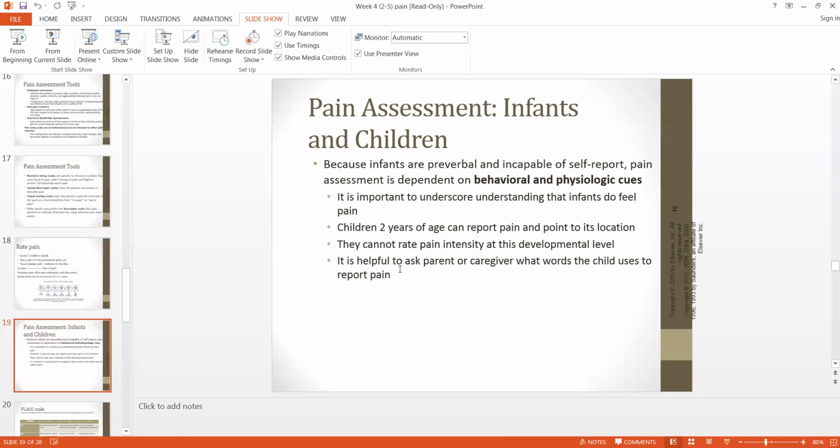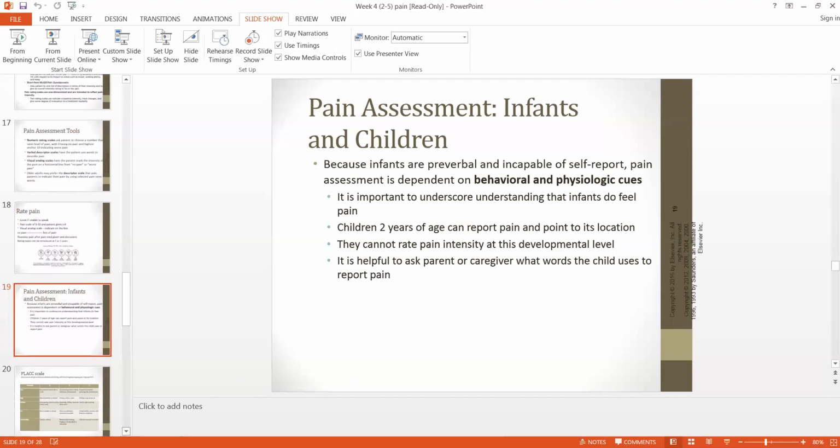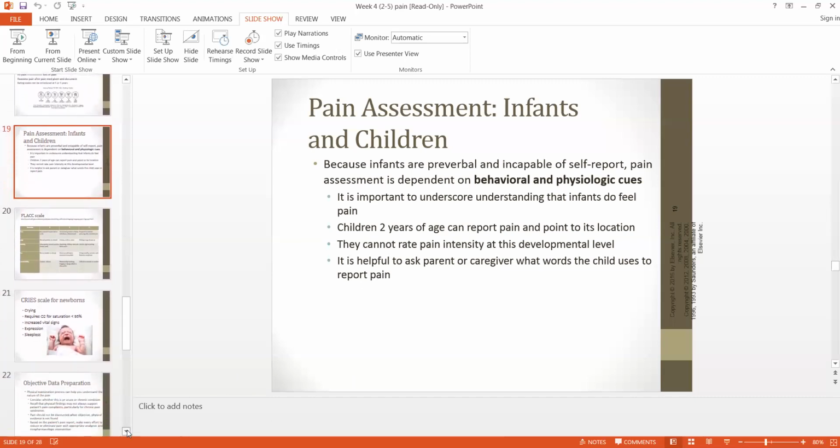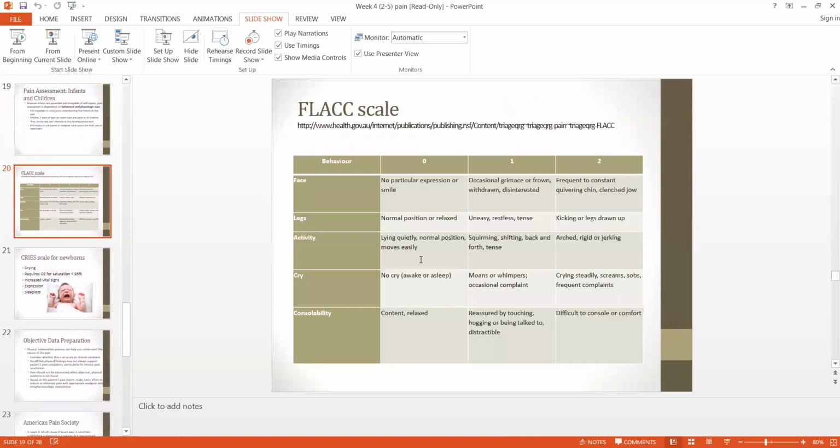And again, intensity, it hurts. Maybe the faces can get to a better intensity of that. And then asking parent and caregiver, because we don't want to use a word that the child is not used to using when we're trying to assess their pain. So this next slide is FLACC: faces, legs, activity, cry, and consolability. Can we help that child with wrapping them tightly, with feeding them, with playing music, to rocking them, to stroking their head, to things of this sort? So how well can they be consoled?